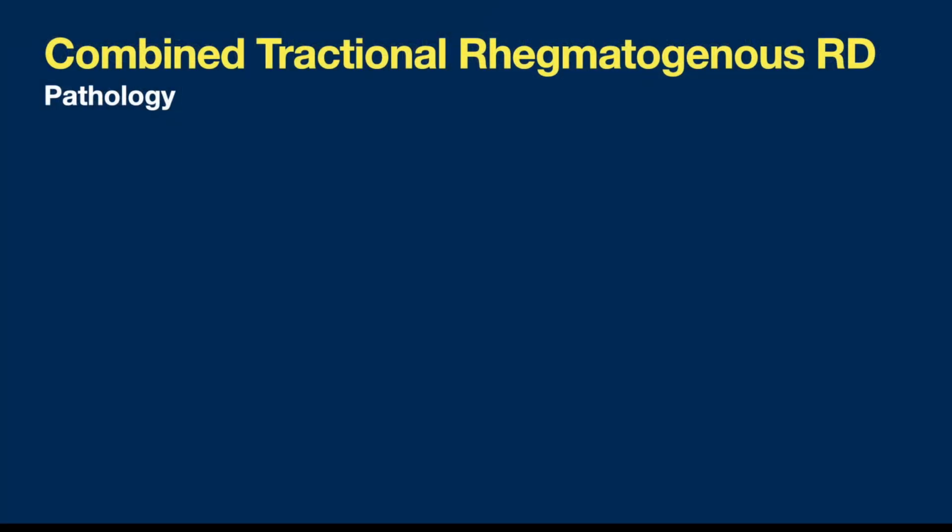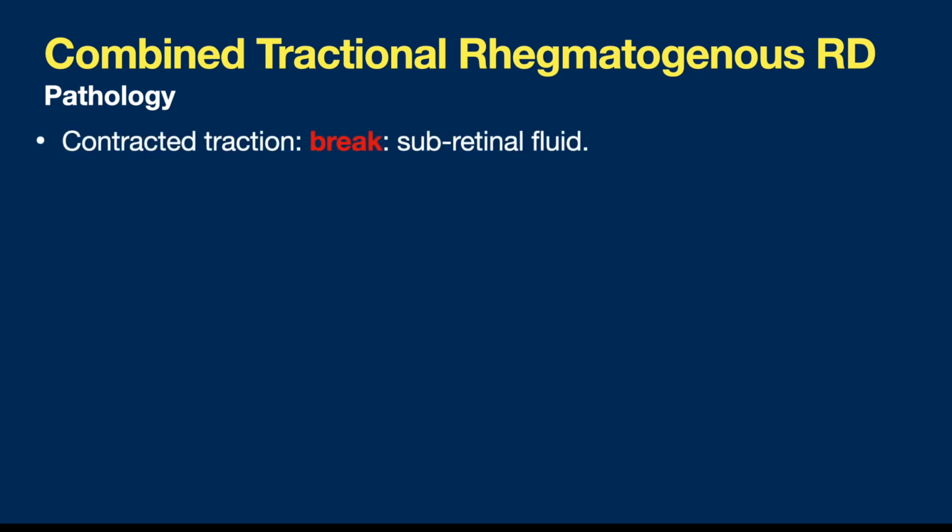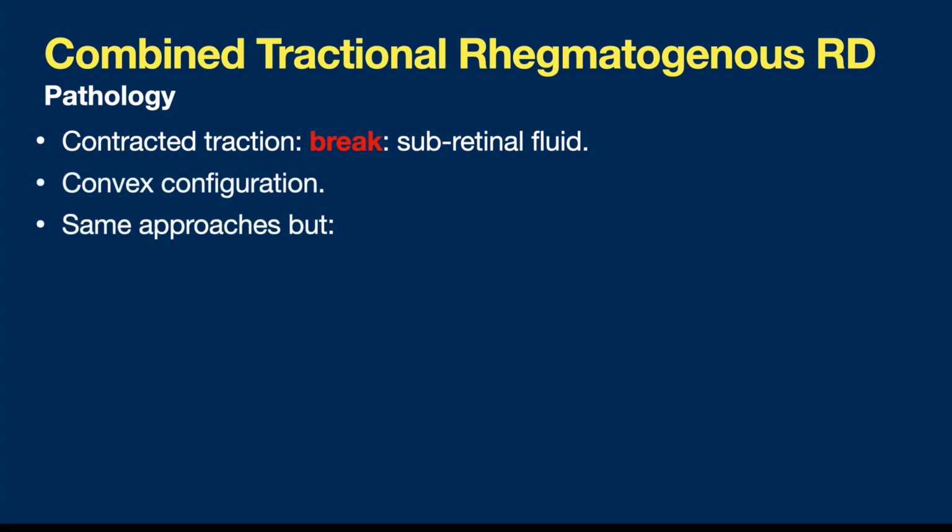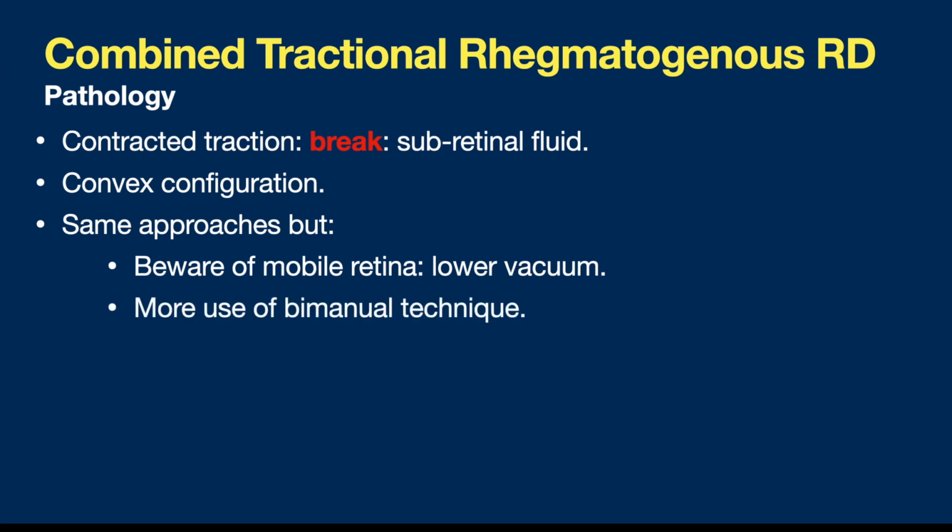When we talk about combined traction rhegmatogenous detachments, the traction here caused a break, which invited subretinal fluid, and the detachment has a convex configuration. We have the same approaches for these cases, such as we have explained before, but beware that the retina is mobile, so we have to use lower vacuum with the vitreous cutter. And actually, in these cases, the bimanual technique in my hands is used more.